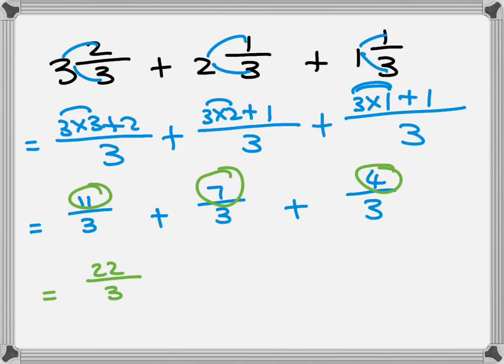Now that's an improper fraction. We need to convert it back to a mixed number. So 3 divided into 22 would go 7 times, because 3 times 7 is 21. 22 minus 21 will leave us a remainder of 1 over 3. See how easy that is.